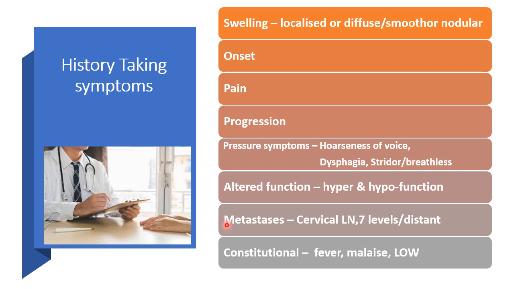Then looking for metastasis in the cervical lymph nodes is the most important. The 6 or 7 groups of lymph nodes in the neck must be carefully examined and looked at for evidence of metastasis. And lastly are the constitutional symptoms associated with this: malaise, fever, loss of weight, and generalized feeling of unwellness.